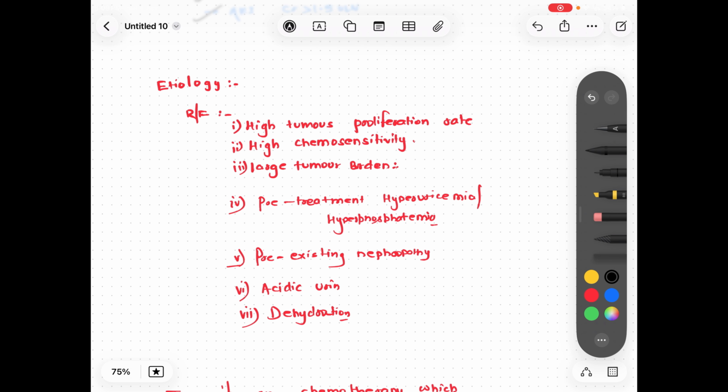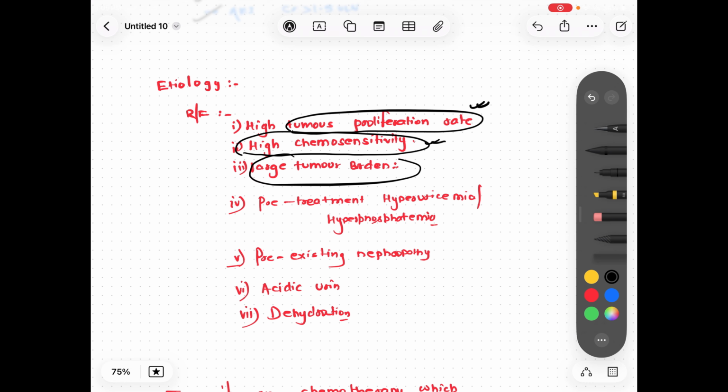Now, what are the etiologies for development of tumor lysis syndrome? First one is high tumor proliferation rate, which means the turnover of the tumor cell is very high. Second is the tumor is very chemosensitive. When chemotherapy is given, it really melts away. Third one is tumor burden is very high.